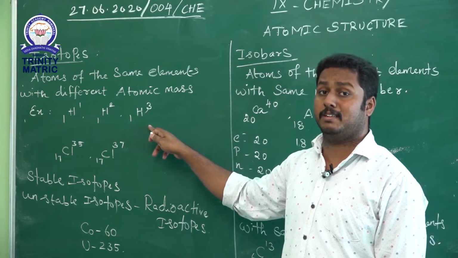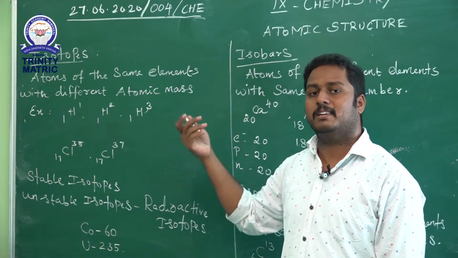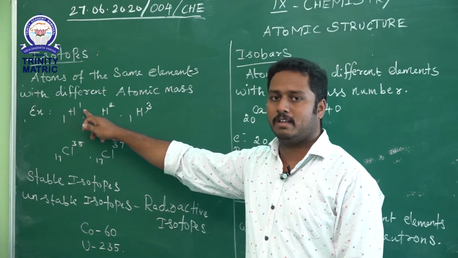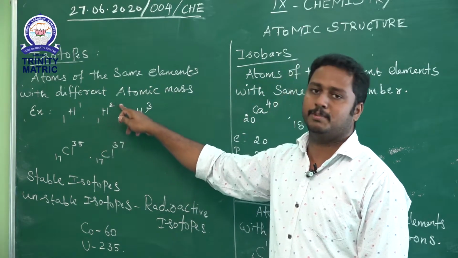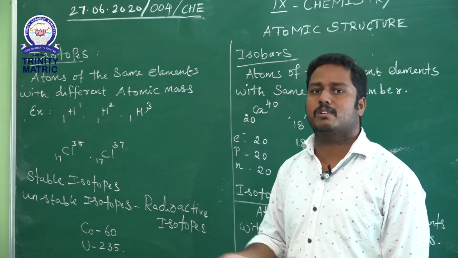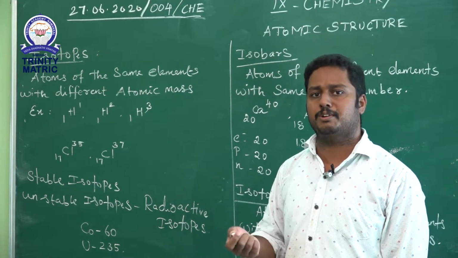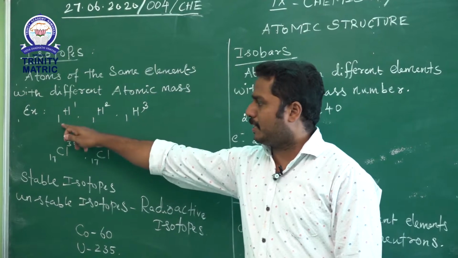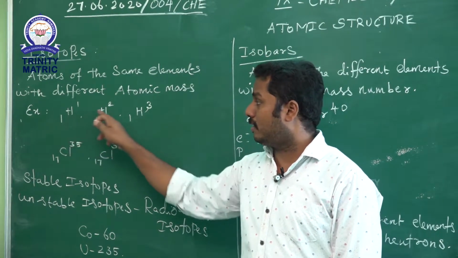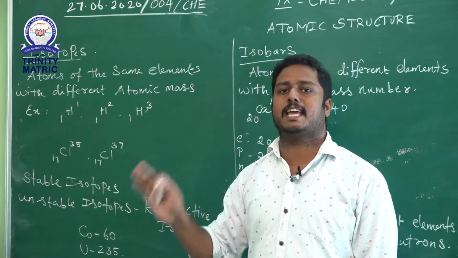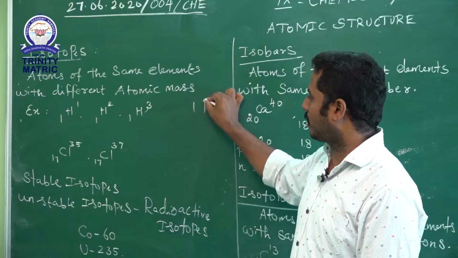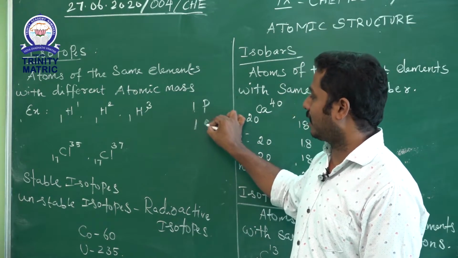What is the atomic number? It is equal to 1, but the mass number differs. Protium has mass number 1, deuterium has mass number 2, and tritium has mass number 3. Now we want to calculate the number of electrons, protons and neutrons. From the atomic number you know the number of protons and electrons. All three isotopes have the same number of protons and electrons, which means 1 proton and 1 electron.